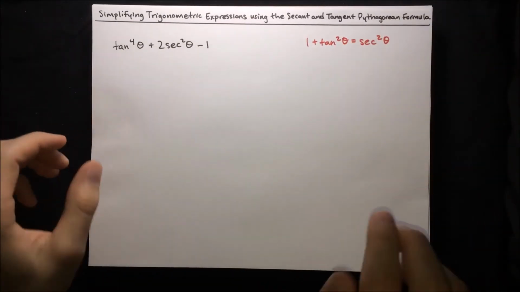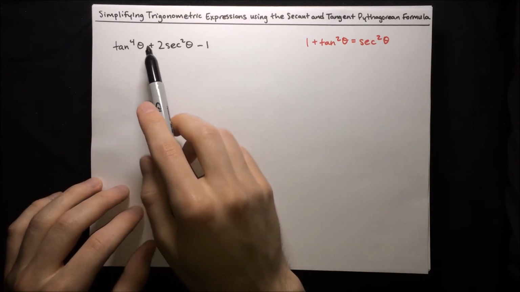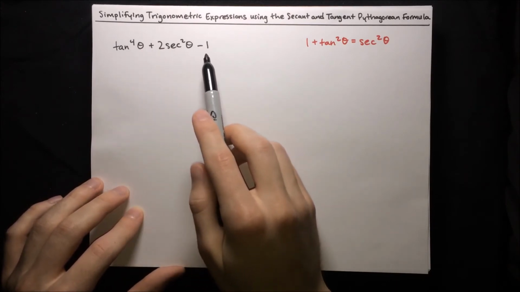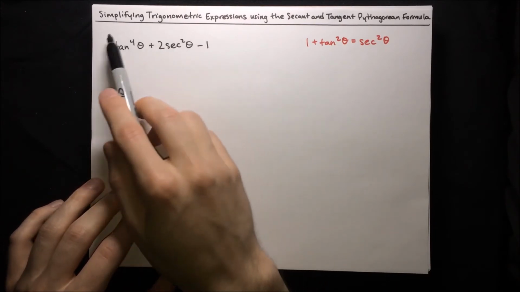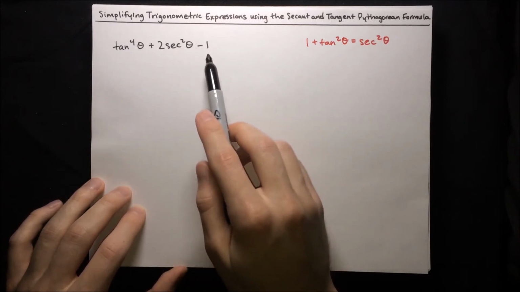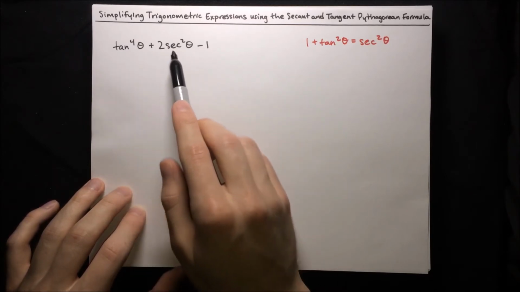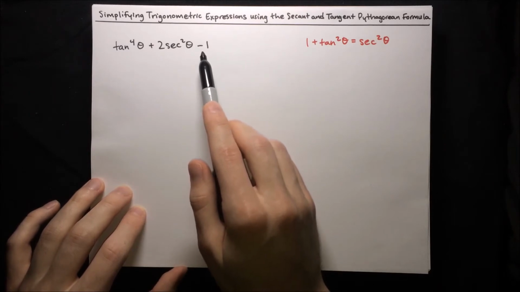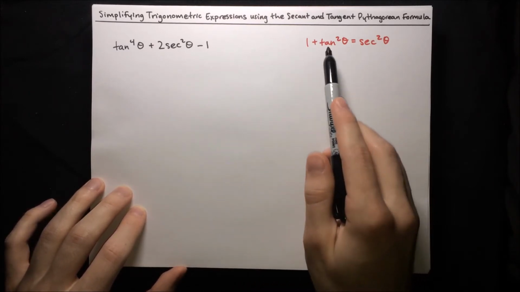Here's another example. We want to simplify the expression tangent to the fourth plus 2 secant squared minus 1. And just looking at this expression, off the bat, it doesn't look like there are any easy ways to simplify it by itself. So we have to turn to the secant and tangent Pythagorean formula.